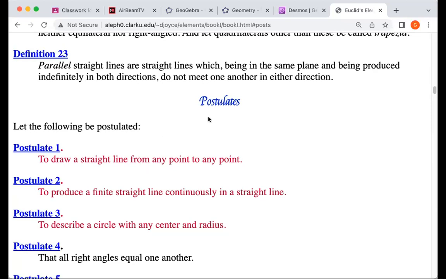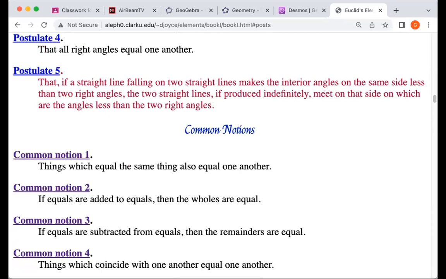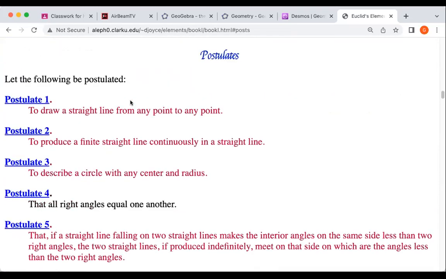But they had to include a 5th one. And you could tell they didn't want to. Because look at the difference in character between postulates 1, 2, 3, and 4 and postulate 5. That, comma, if a straight line falling on two straight lines makes the interior angles on the same side less than two right angles, the two straight lines if produced indefinitely meet on that side on which are the angles less than the two right angles. What? So they basically cross paths eventually.